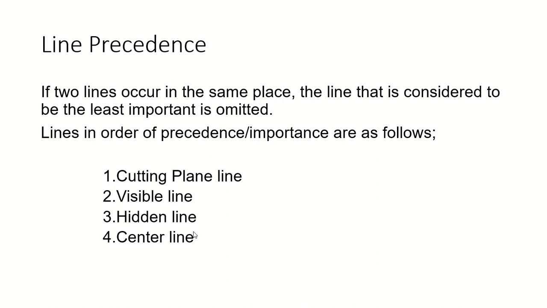Why do we need line precedence? If you have two lines in the same place, you're going to get rid of the one that is not important. So if a cutting plane line and a hidden line happen to be at the same place, you can get rid of your hidden line. If you have a visible line and a center line, you can get rid of the center line. So that's what it's saying. Make sure you get this order: cutting, visible, hidden, and center.